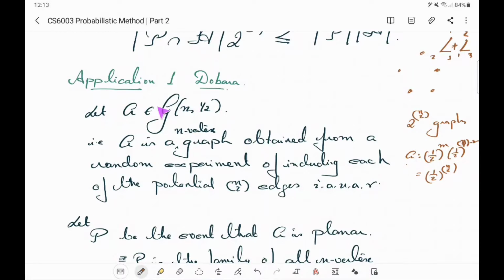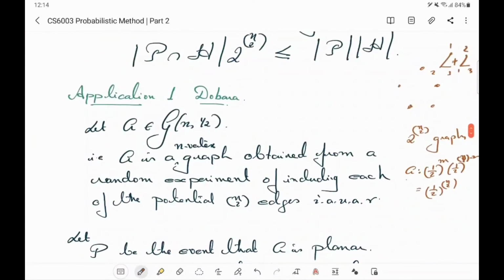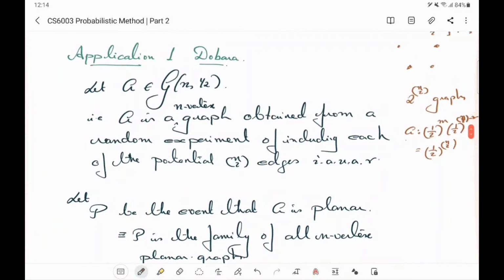Which means that when you pick a graph according to this random experiment, you are essentially giving the same probability to picking any of the 2 to the n choose 2 graphs. It's a uniform distribution. We will generalize this to G(n,p) later on, where the probability is not half but some number p between 0 and 1.